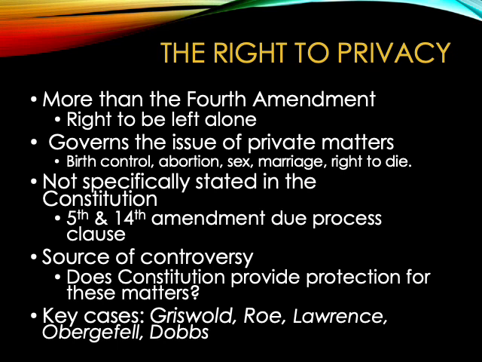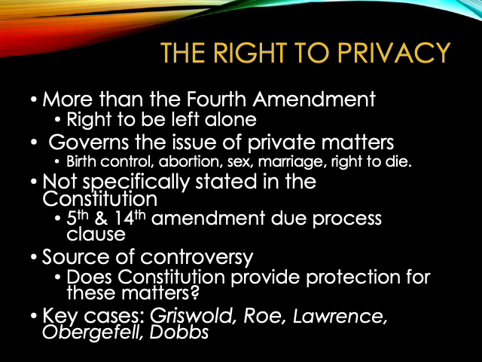Griswold versus Connecticut establishes that you have a marital right to use birth control. Later on, they extended that right to everybody. Roe establishes that a woman or a person who can get pregnant has a constitutional right to have an abortion in the first trimester. Lawrence is a key case that says two consenting adults can have sex with who they want to have sex with, whether they're a straight couple or a gay or lesbian couple. Obergefell extends the right to privacy to marriage, that gay and lesbian couples have the right to marry.